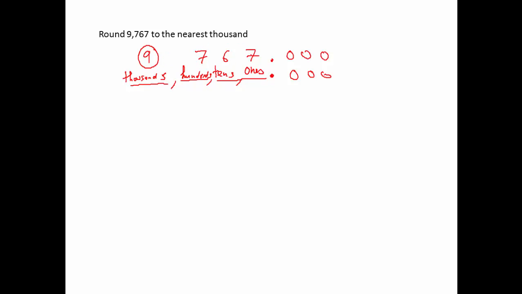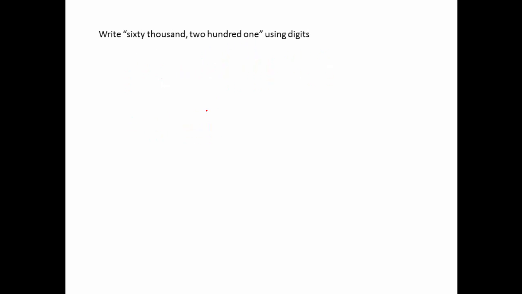So this number is closer to 10,000, right? Because this is 9,767. Now you round this 9 based on the digit behind it, 7. 7 is bigger than or equal to 5, so we round this 9 up to 10. So this number is actually closer to 10,000 for the thousands place. So this is just 10,000 if you round all the way to the nearest thousand. So 9,767 would be closest to 10,000 for the thousands place.